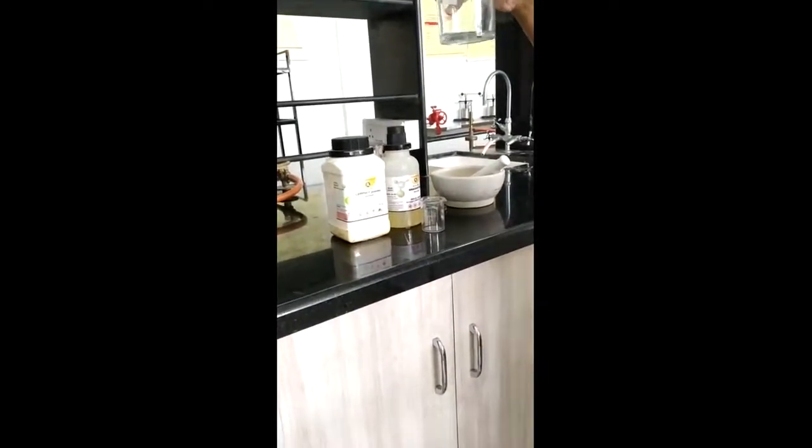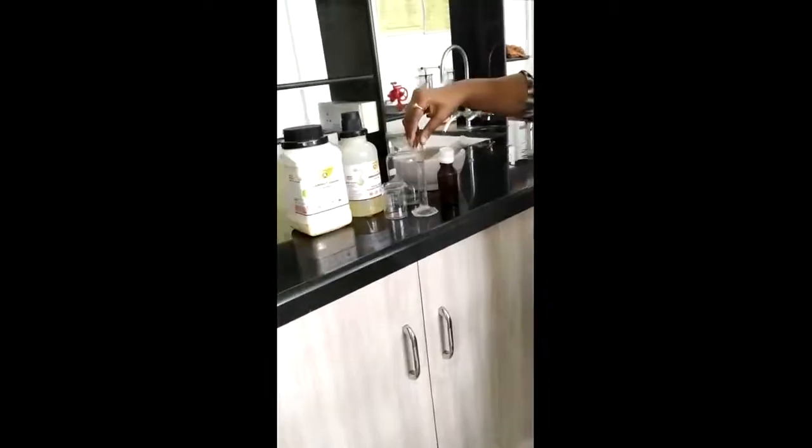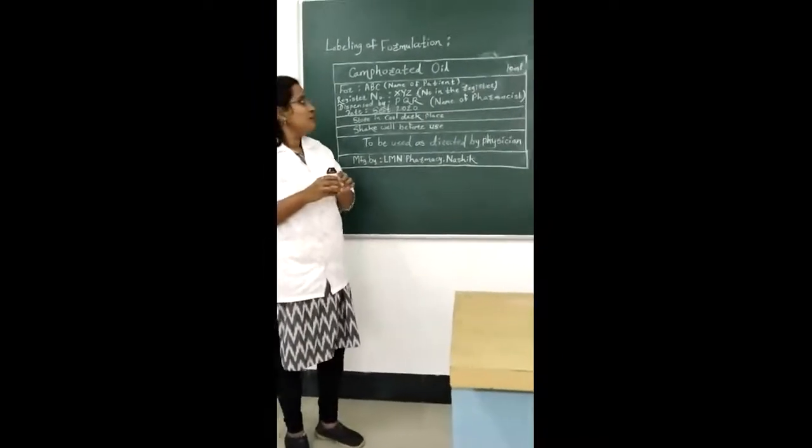Now this solution has become almost cool, so I will transfer it into the measuring cylinder for the volume makeup part. I transferred this solution from the stopper bottle to this measuring cylinder and made up the volume up to 10 ml. Now I am going to pour it into this container, and then we will proceed to the labeling part. So now let's move towards the labeling part.